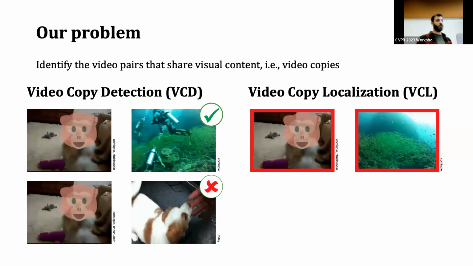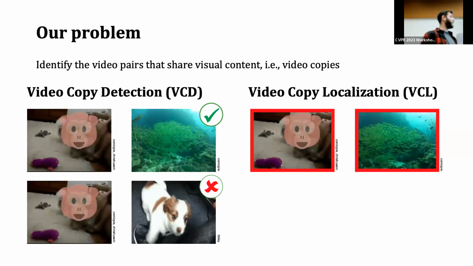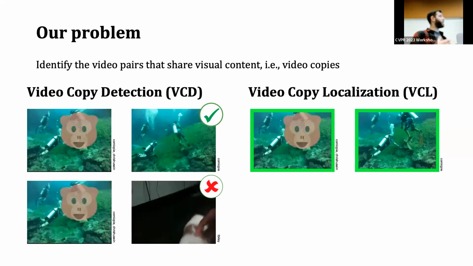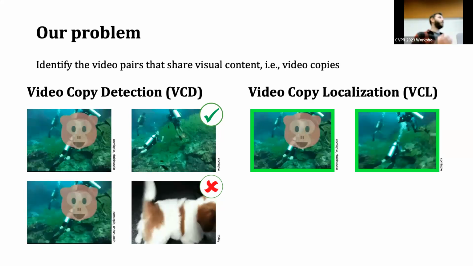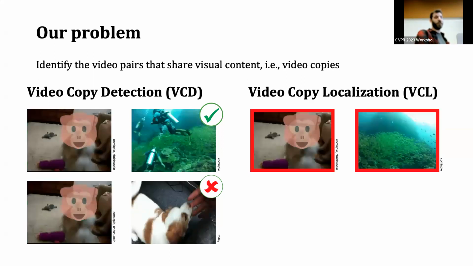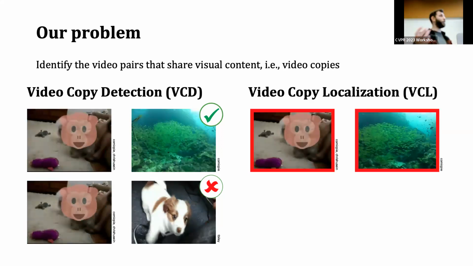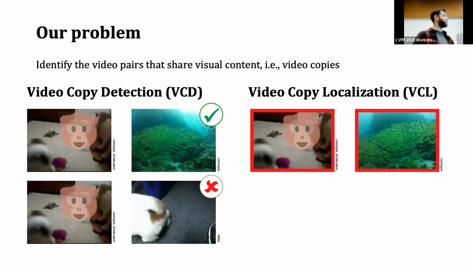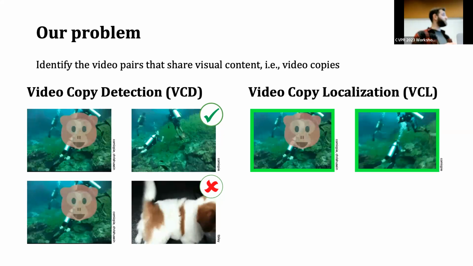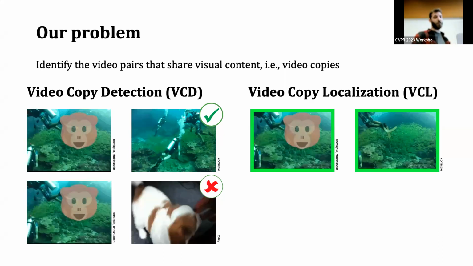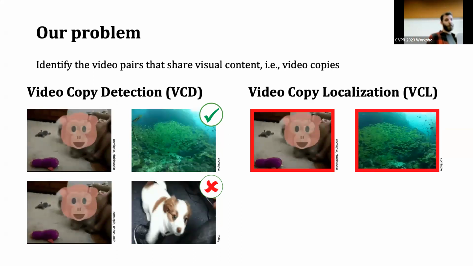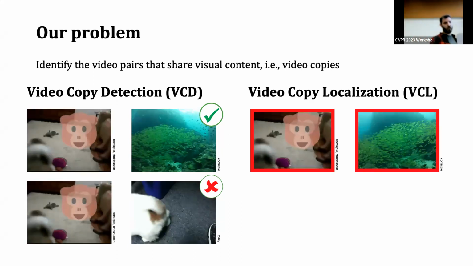And regarding the second task, it's video copy localization. Our goal here is to determine which parts of the videos overlap between the two videos. So it's not enough to have a global prediction. We need to have local predictions for each frame. As you can see here, with green border we can see the overlapping frames, and with red, the ones that are irrelevant to each other.